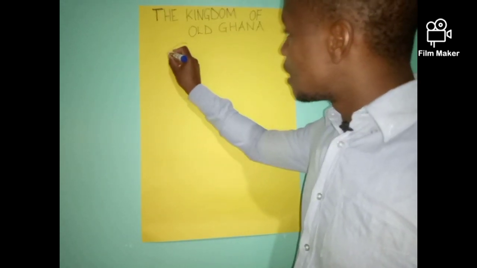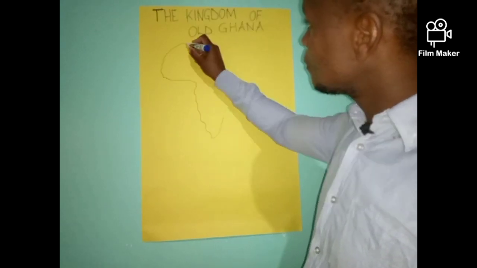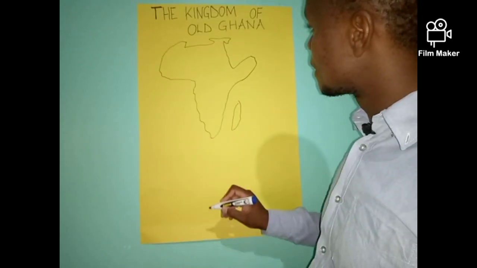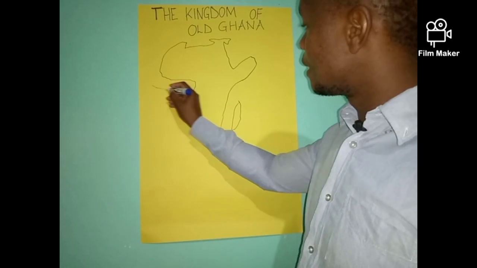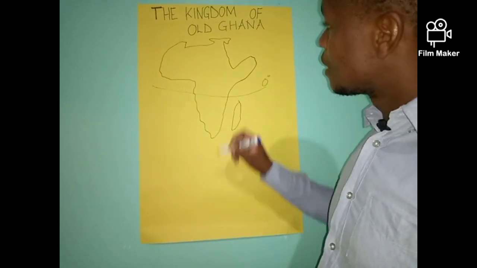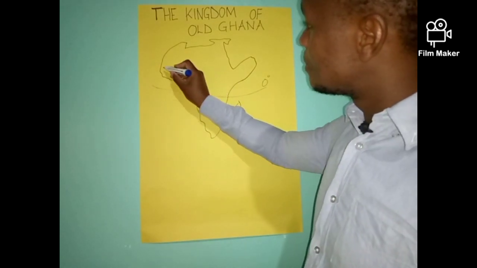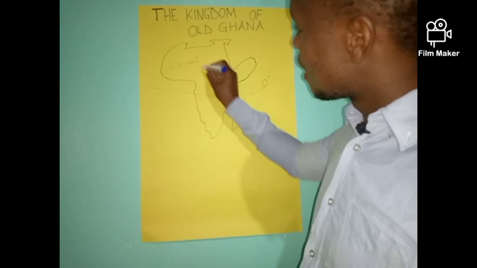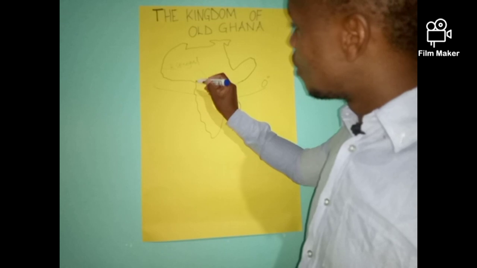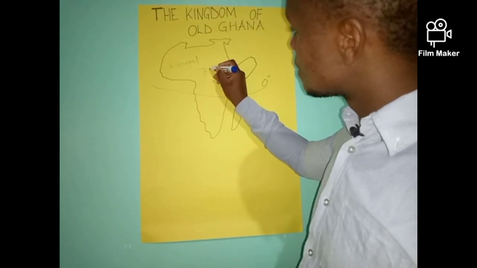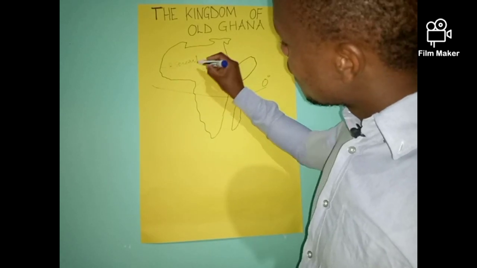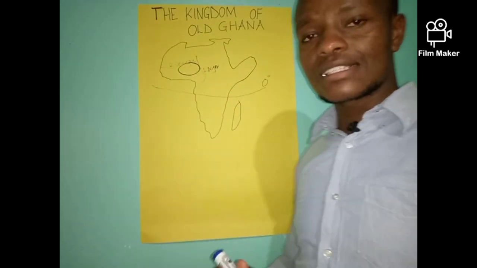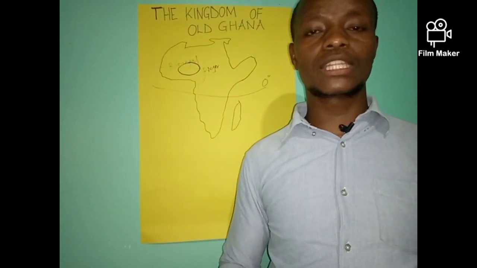With the help of a map of Africa, we need to first of all identify the location of the kingdom of Old Ghana. We say that it is located between River Senegal, this is River Senegal, and the bend of River Niger. So the kingdom of Old Ghana was located around there. That is one of the most important things, its location.